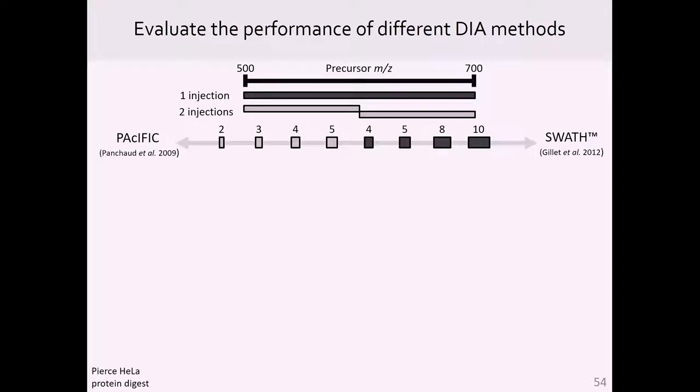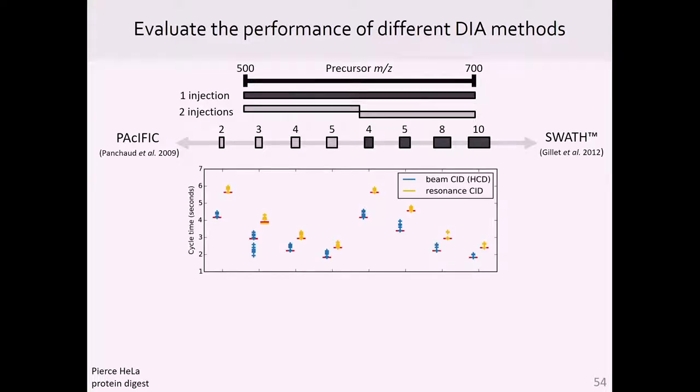We had a simple experiment, somewhat analogous to a SWATH experiment, where we did 10 mass charge wide windows. These ones were all done with a single injection. These ones were done with 2 injections, so there is some overlap between the 4 and 5 mass charge isolation windows. This is the other extreme, where Dave Goodlett had done this specific method in 2009.